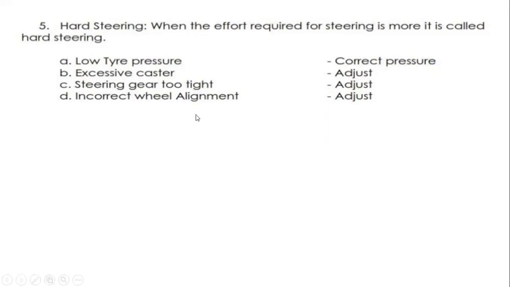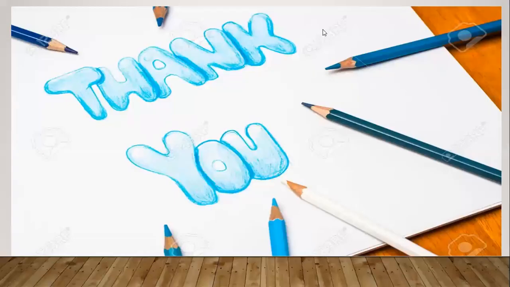Next, incorrect wheel alignment. So wheel alignment also has to be set correctly. That is incorrect wheel alignment. So alignment should be checked regularly from time to time. So that is incorrect wheel alignment. It is also to be adjusted. So these are the basic conditions and applications of the steering gear mechanism and Ackermann's and Davis steering gear mechanism. Thank you.